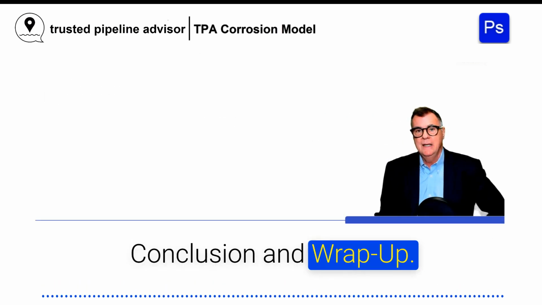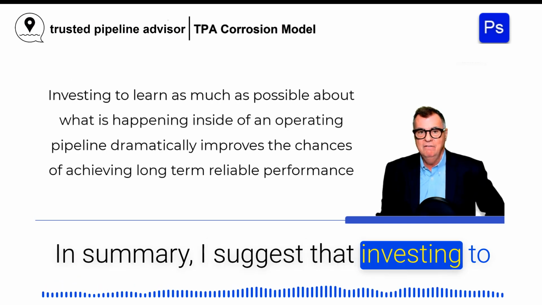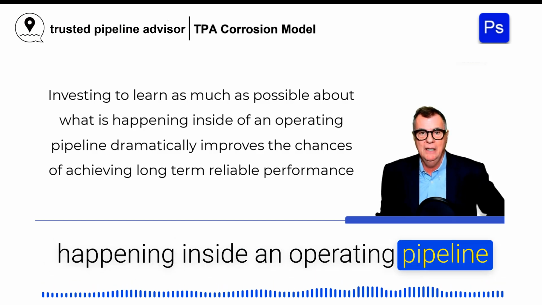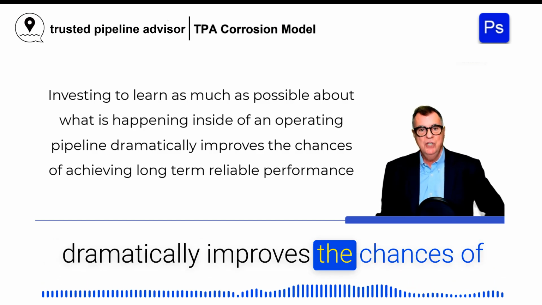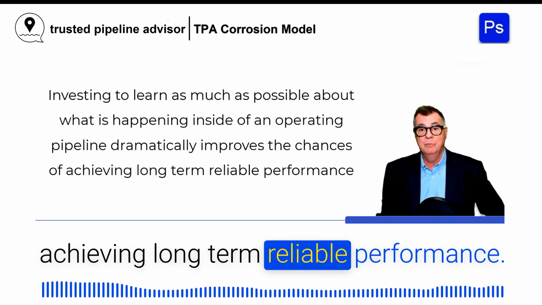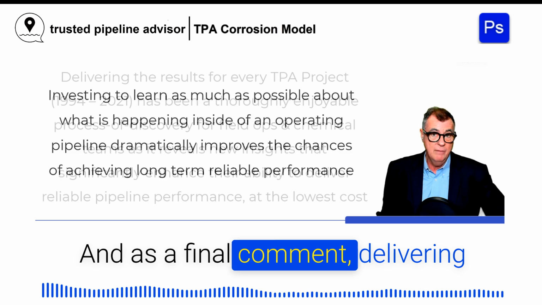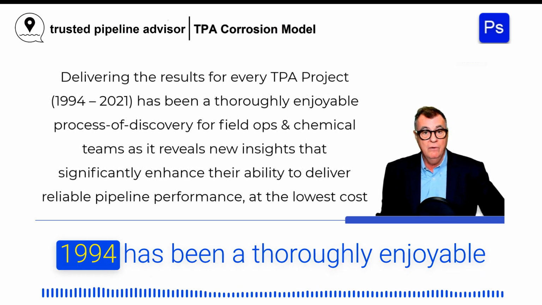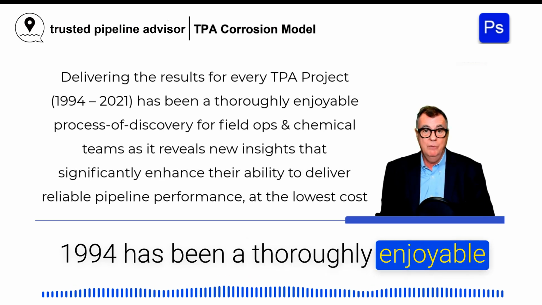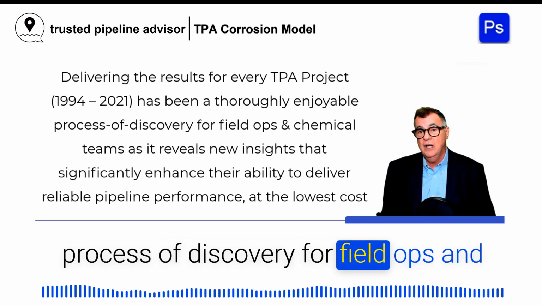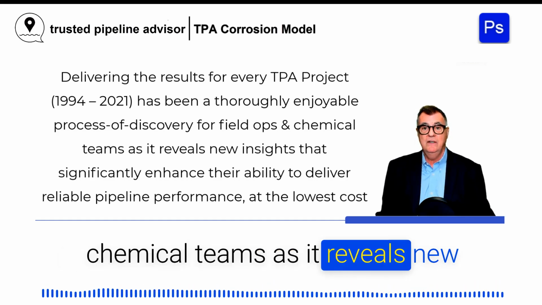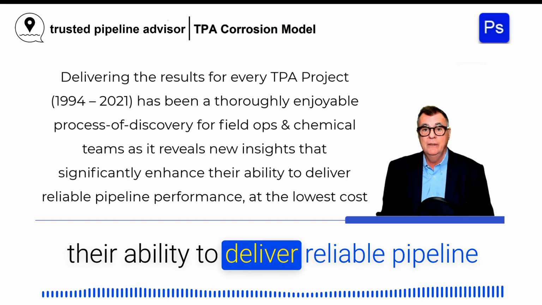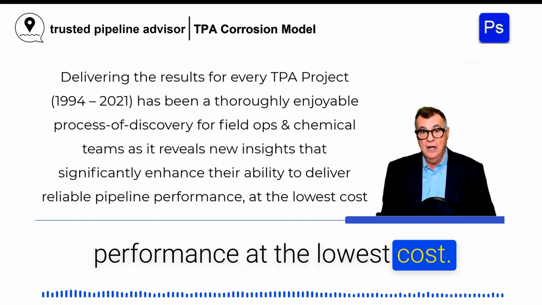Conclusion and wrap-up. In summary, I suggest that investing to learn as much as possible about what is happening inside an operating pipeline dramatically improves the chances of achieving long-term reliable performance. And as a final comment, delivering the results of every TPA project since 1994 has been a thoroughly enjoyable process of discovery for field ops and chemical teams as it reveals new insights that significantly enhance their ability to deliver reliable pipeline performance at the lowest cost.